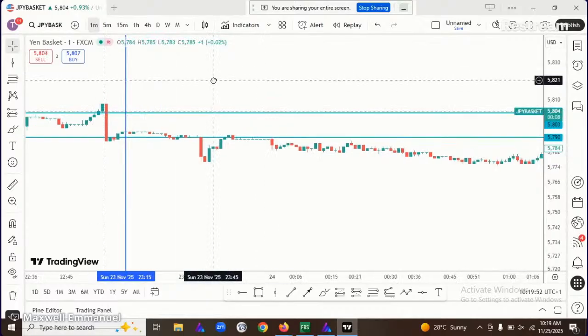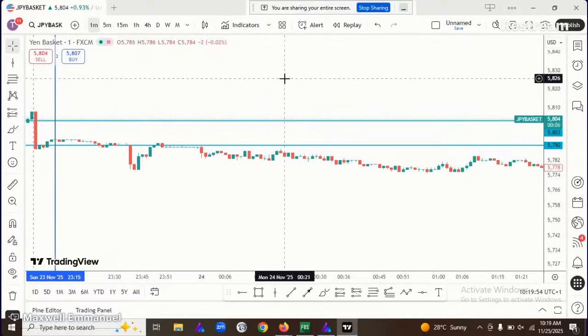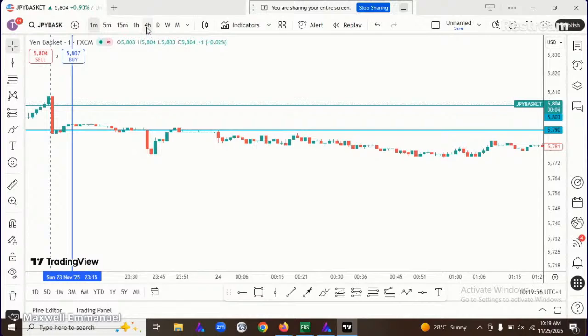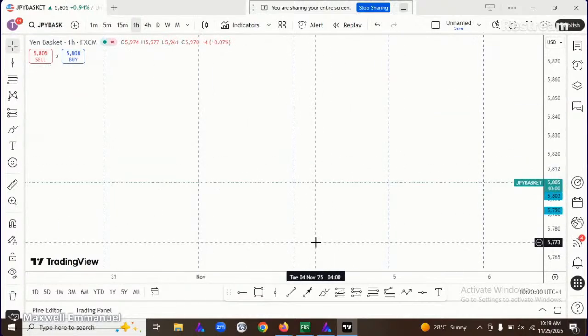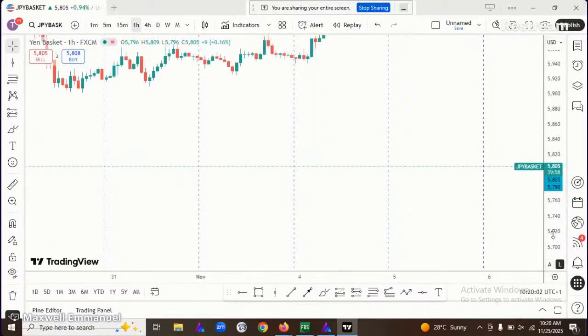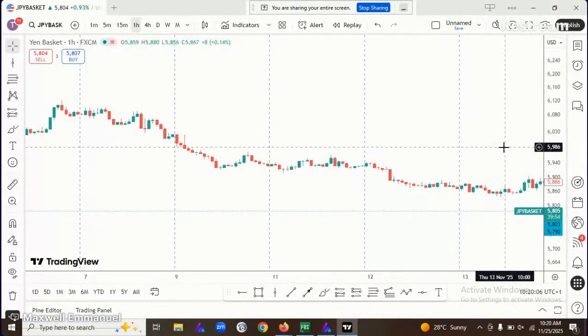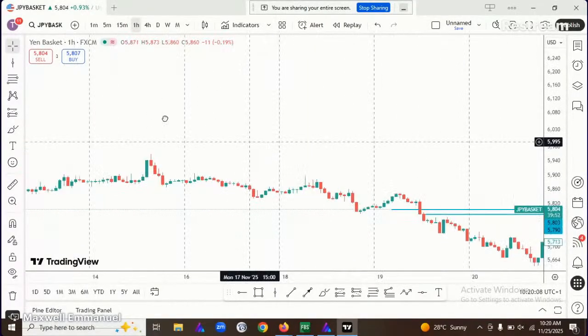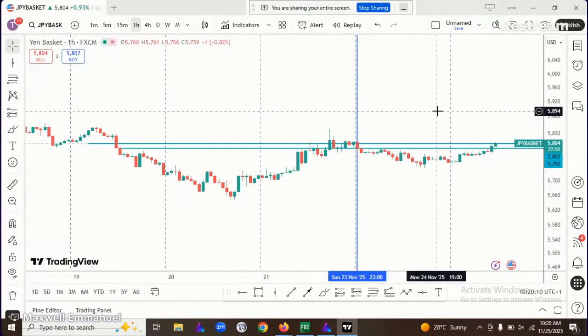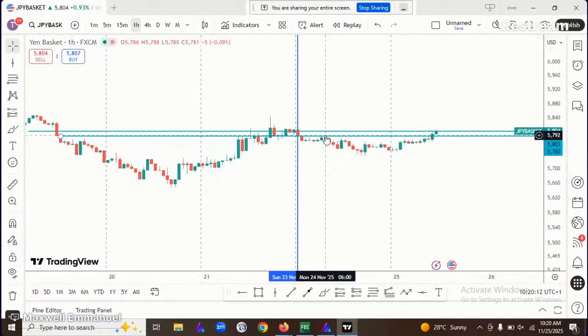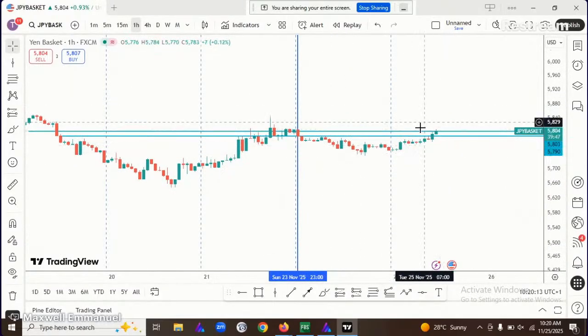Okay, this gap has been filled, completely filled right now. Can you see the gap here? That gap has been filled completely.